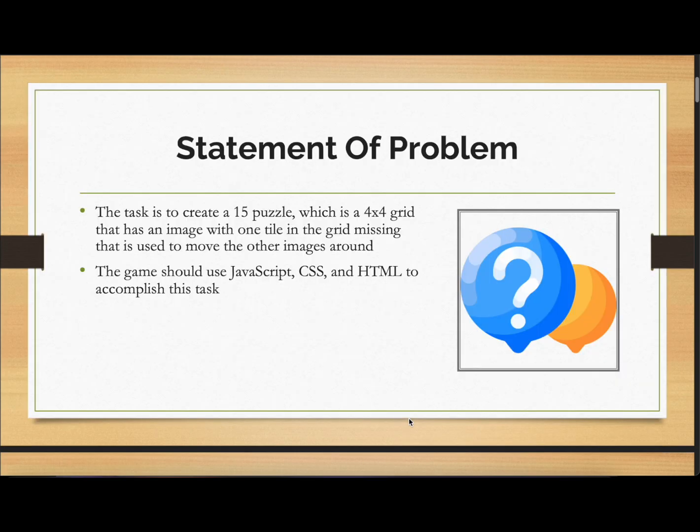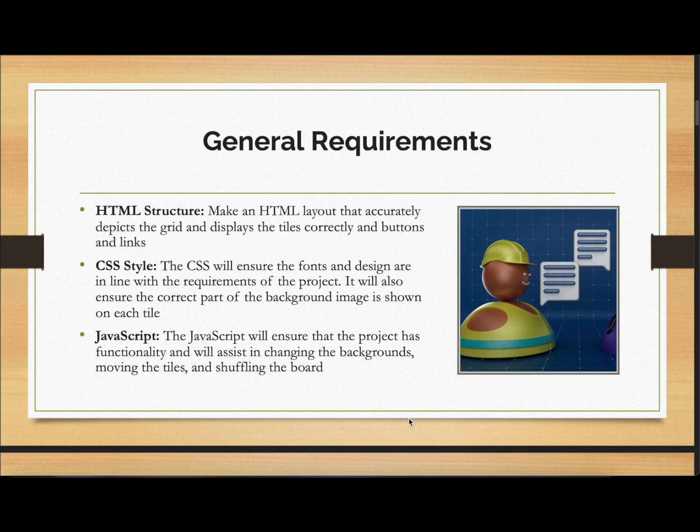Programming project. In this project we are creating a 15 puzzle, a 4x4 grid that has an image with one tile in the grid missing, and that missing space is used to move the other images around. The game should use JavaScript, CSS, and HTML to accomplish this task.